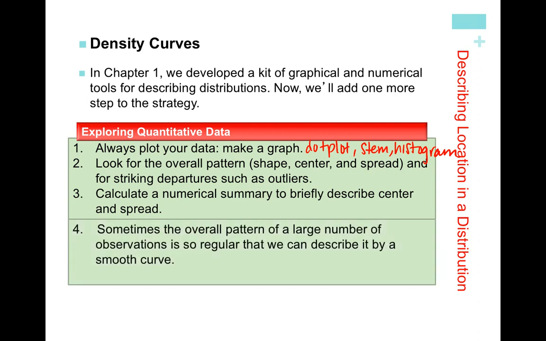But sometimes the overall pattern of our distribution, if the sample size is large, can be fairly regular. Maybe we don't have a whole lot of variability, not variability in the sense of spread, but the up and down of each of the individual bars, and you'll be able to describe it by a smooth curve. That smooth curve is called a density curve.